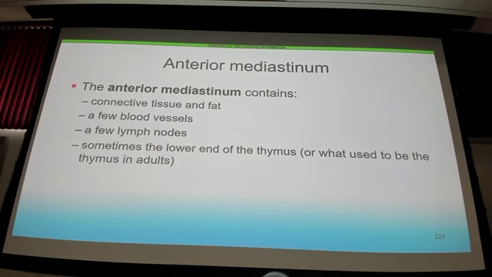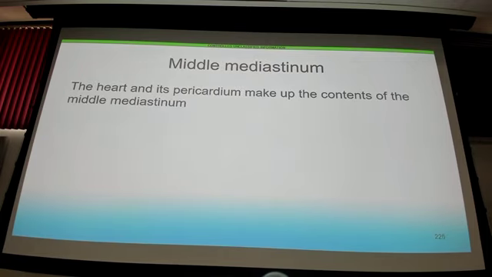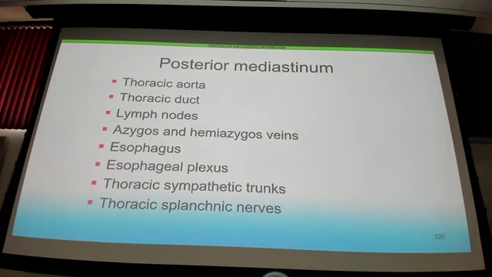So what we're going to find in the anterior mediastinum is mostly some connective tissues, a few blood vessels, some lymph nodes. If you have any remnant of your thymus, you might find some there. So just a few things. The middle mediastinum makes it very easy because the only thing we're going to find in the middle mediastinum is the heart and the pericardium. That's it. So your heart's right in the middle of the mediastinum. And there are a lot of other things in the inferior mediastinum, but they're in the posterior compartment.